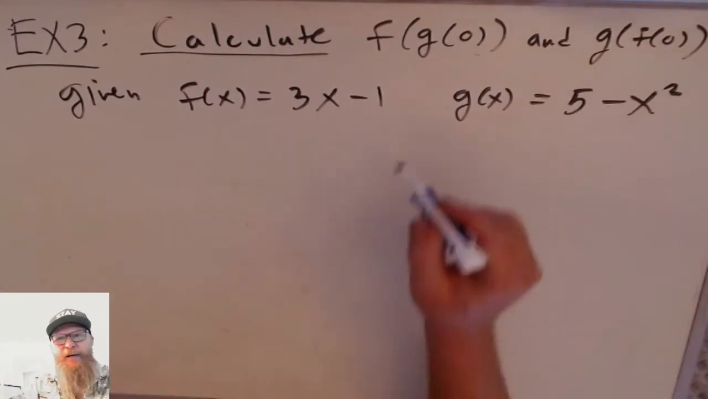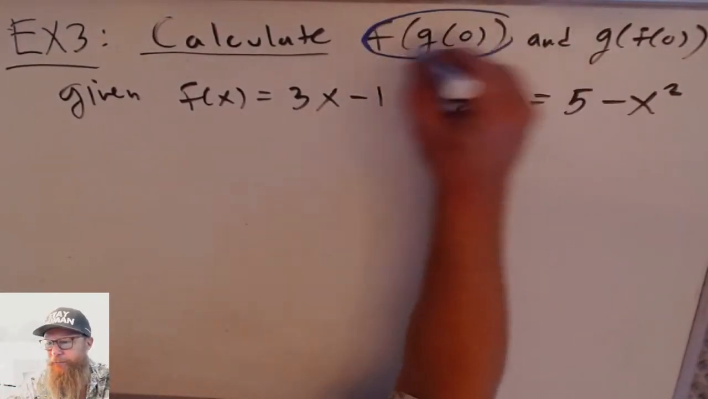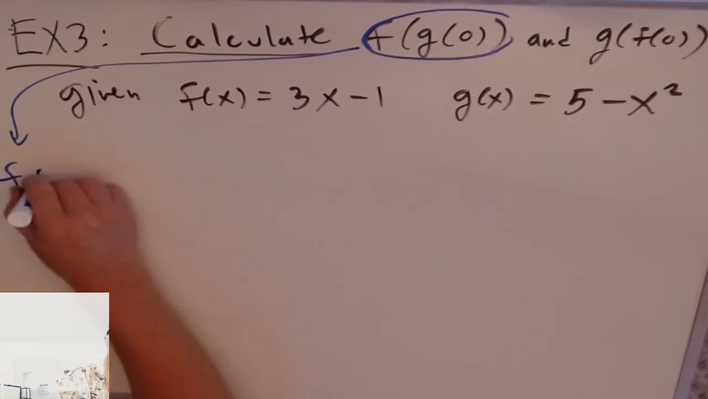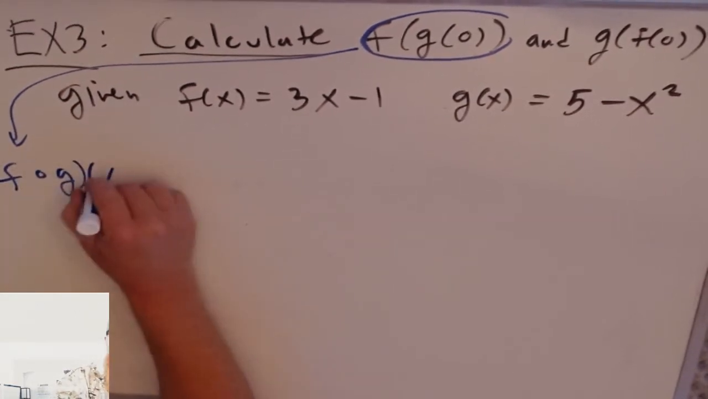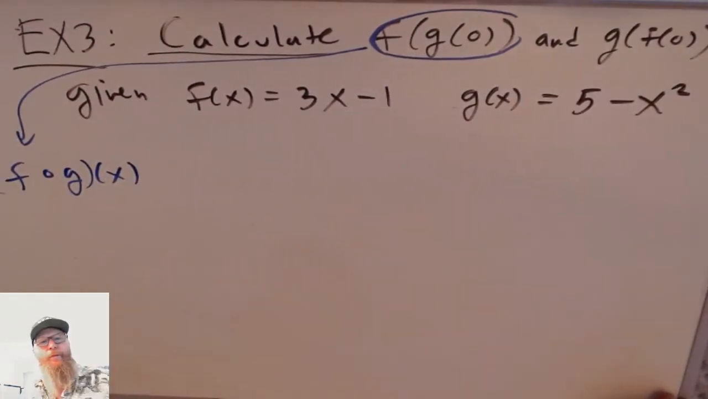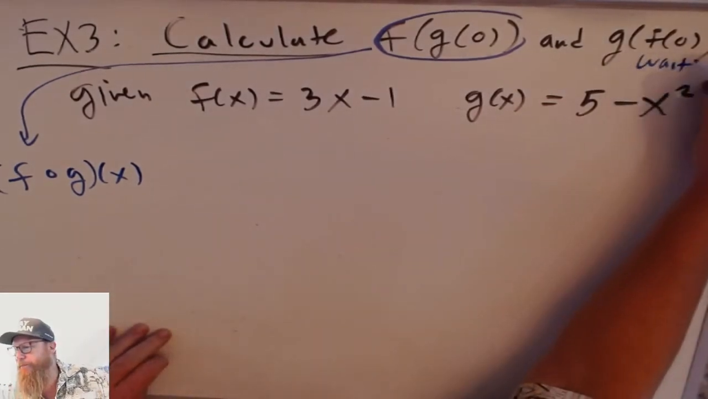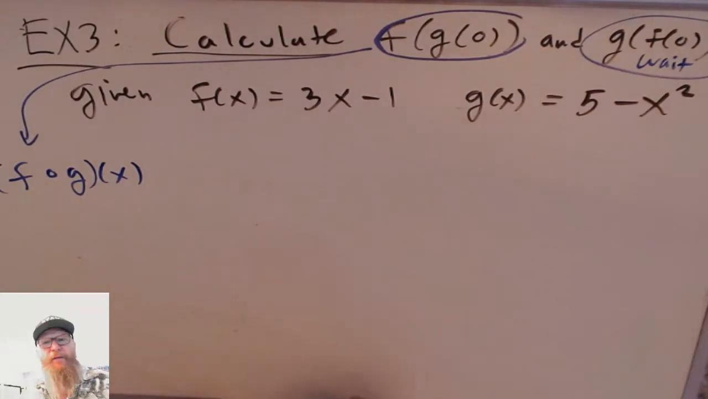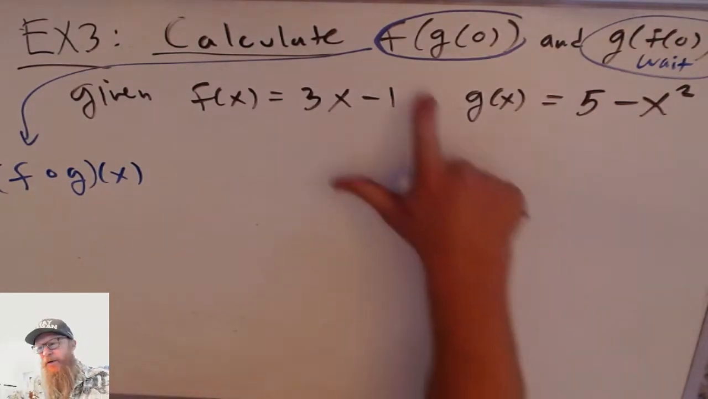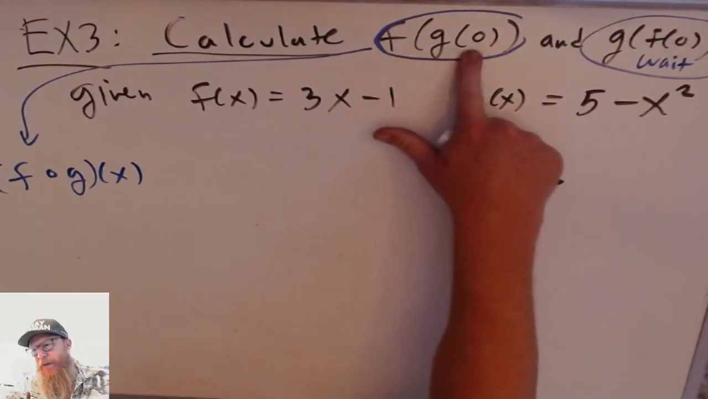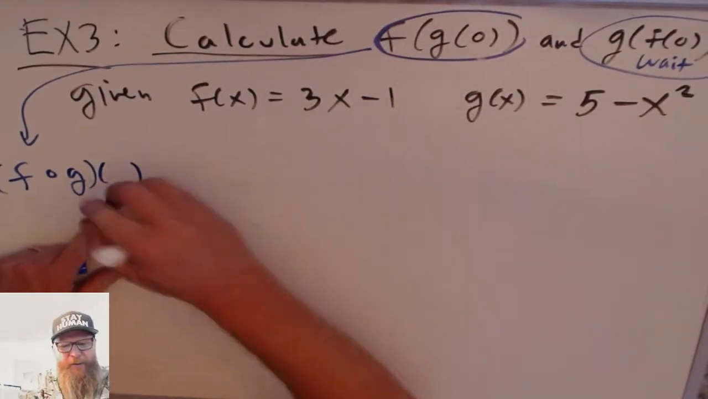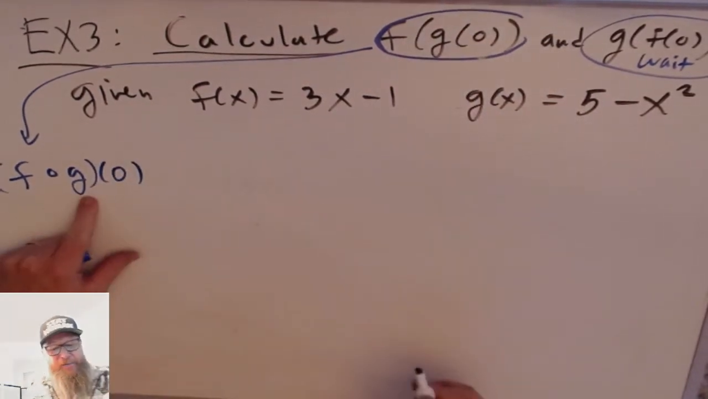So this is fog. Let's just do that one first. We'll wait on the other one, the goff. So F(G(0)), sorry, I put an X, means fog of 0.